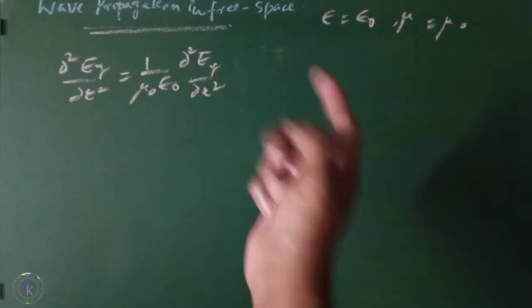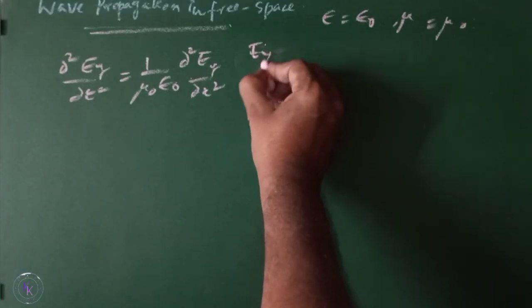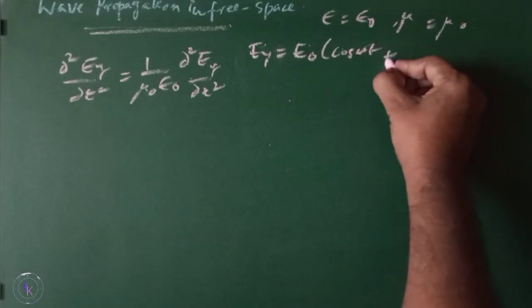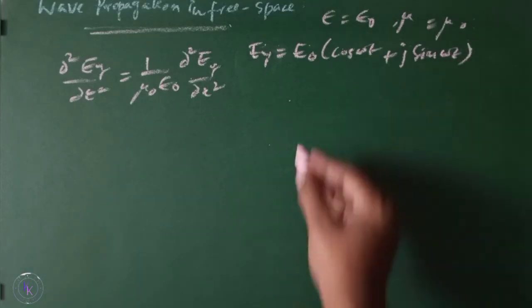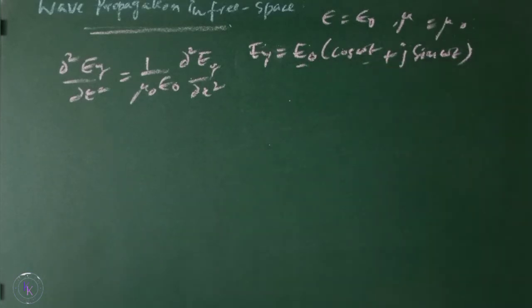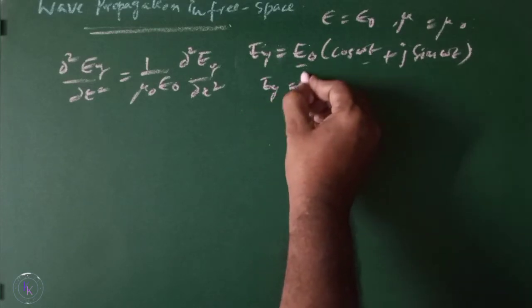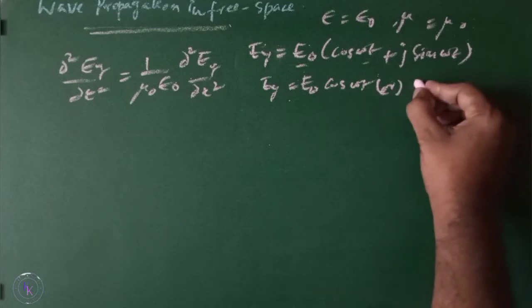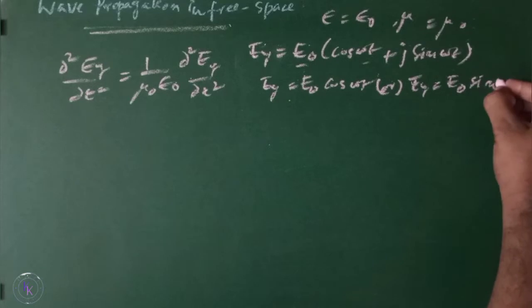Ey may vary sinusoidally or cosinusoidally. Then let Ey equals E naught (cos omega t plus j sin omega t), where E naught is the peak value and omega is the angular frequency. That is, Ey equals E naught cos omega t or Ey equals E naught sin omega t.